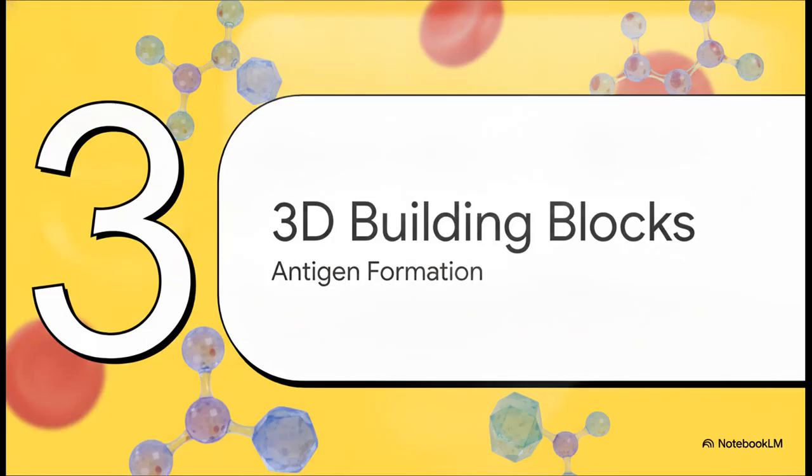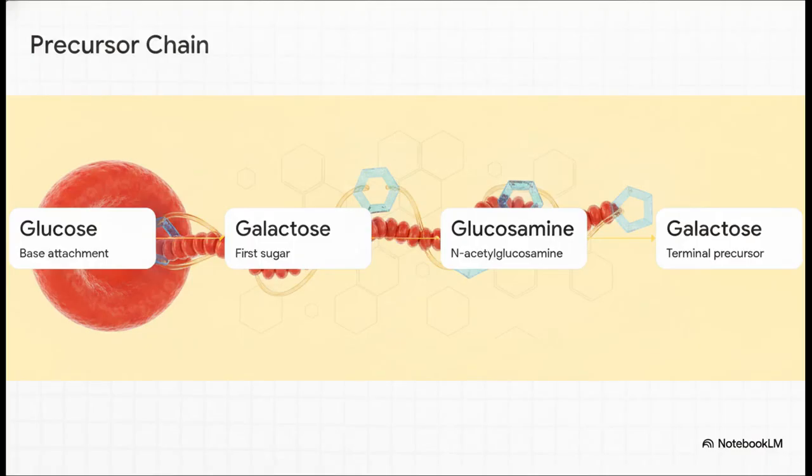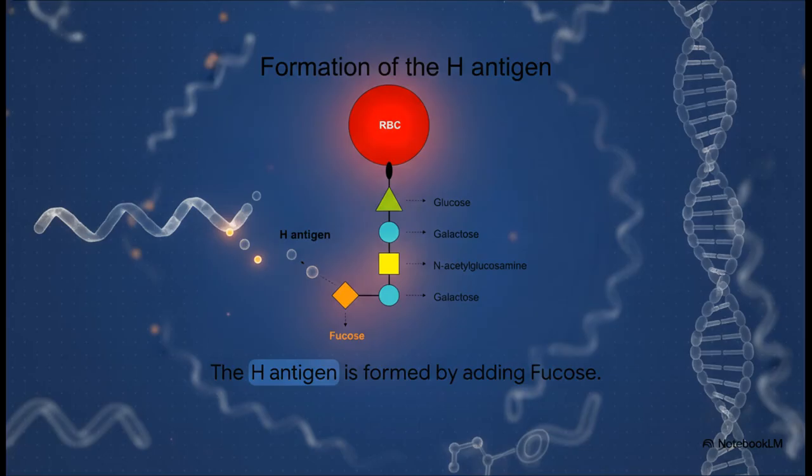Section 3, 3D molecular building blocks. All right, let's zoom all the way in and look at this 3D construction sugar by sugar. It all starts with a foundation. Imagine a tiny chain protruding right off the red blood cell. First, you've got a base of glucose. Snap on a galactose, then N-acetylglucosamine, and finally, another galactose. This specific chain is the basic precursor substance. And the crazy thing, it stays exactly the same for everyone, totally regardless of your blood group. It's the universal foundation.